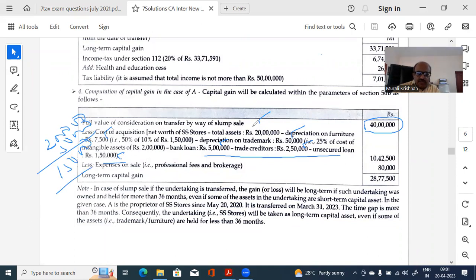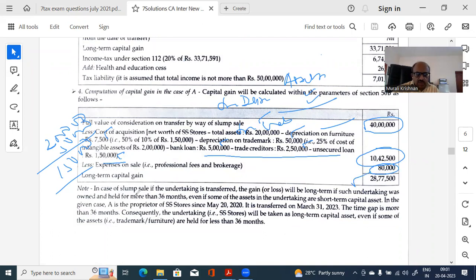Apart from that, how have they done it? Total assets, which is given in the problem, less depreciation not claimed, that is being reduced, less liability. Basically, you are arriving at the correct net worth. So the correct net worth is coming to 10,42,500. And expenses on commission, that you can also deduct. Therefore, your capital gain is so much.